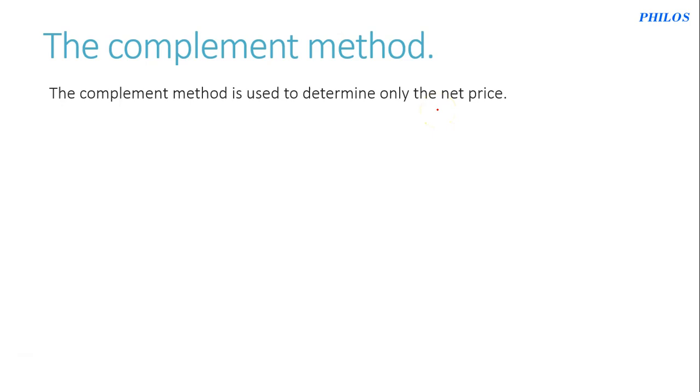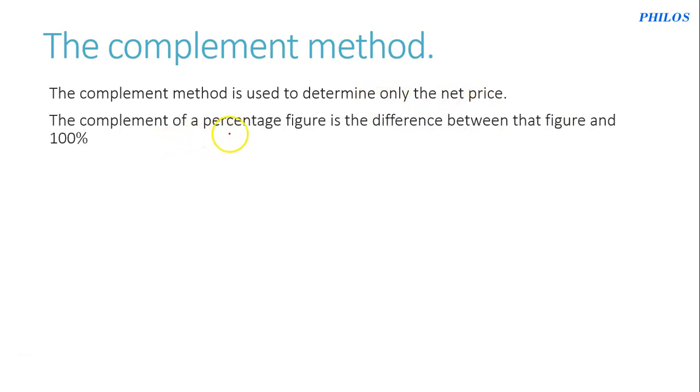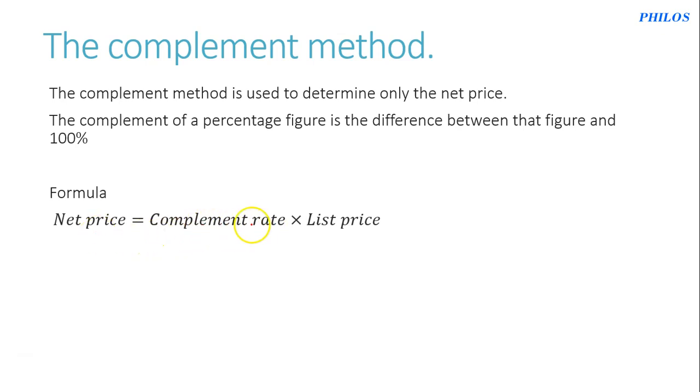Unlike the discount method where you find the discount amount before getting the net price, for the complement method, you get the net price straight. The complement of a percentage figure is the difference between that figure and 100%. So let's take the formula. To get net price using the complement method, net price is equal to complement rate times list price, where complement rate is equal to 100% minus discount rate. So we are going to subtract the discount rate from 100%.